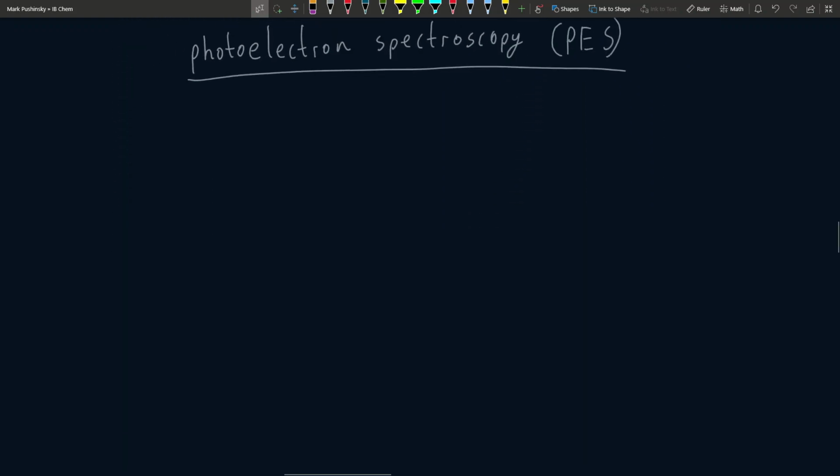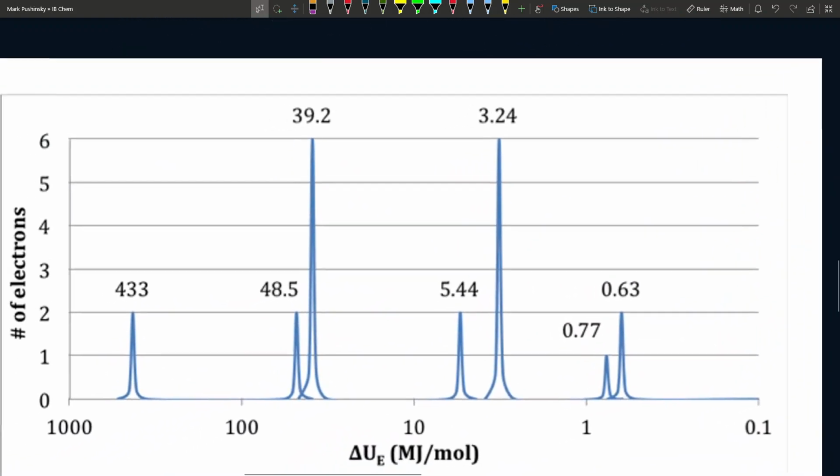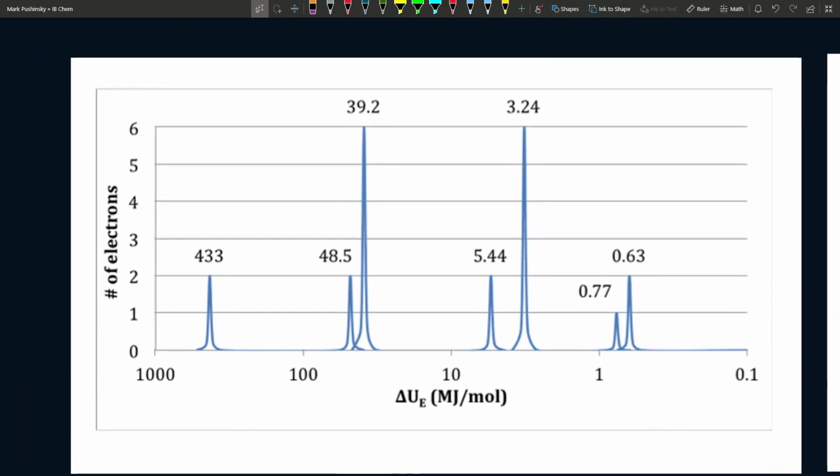from its subshell. So you'll see a graph that looks something like this when you get a question on PES. You have two axes: the number of electrons on the y-axis, and the binding energy on the x-axis. Each peak represents a subshell and how many electrons there are. The key numbers you need to know are the number of electrons on the y-axis, because that will tell you how many electrons are in each subshell.